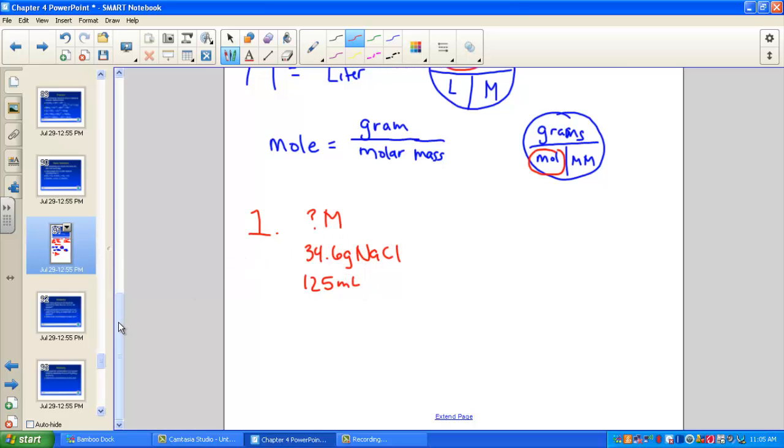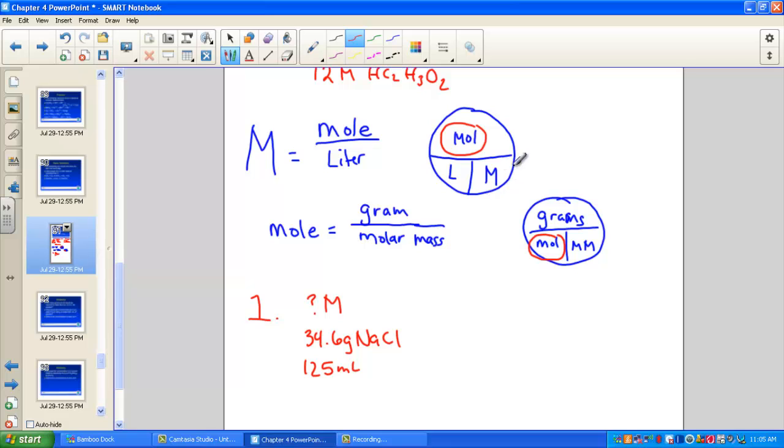I'm looking for big M, molar units. To find big M, if this is indeed my target right here, big M, molar units, I need to know moles over liter. I'm given a unit of gram. I can do a little mole map work first, grams per molar mass to pull out a mole, and then moles over liters to find molarity. So it's really a two-step process.